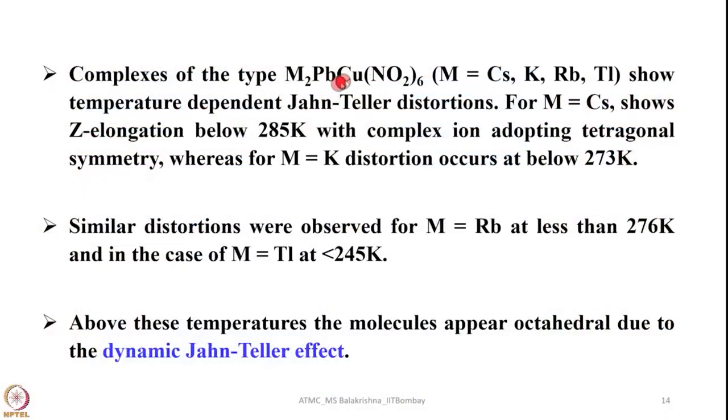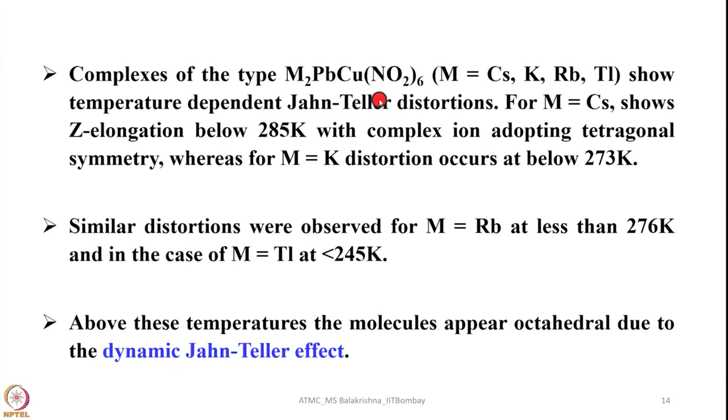In my previous lecture, I did discuss Jahn-Teller distortion, and I was telling you about complexes of this type. Here you can see clearly 6 anionic ligands are there and copper is in plus 2 state. To compensate 4 charges, we have lead in plus 2 state and 2 alkali metals in their plus 1 oxidation state. So it is a charge balanced complex, and this complex shows temperature dependent Jahn-Teller distortion.